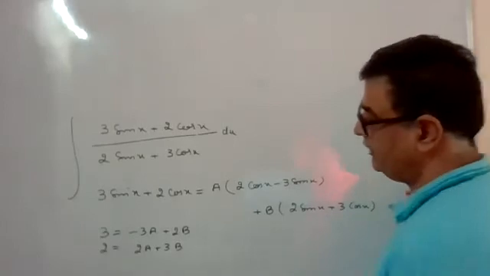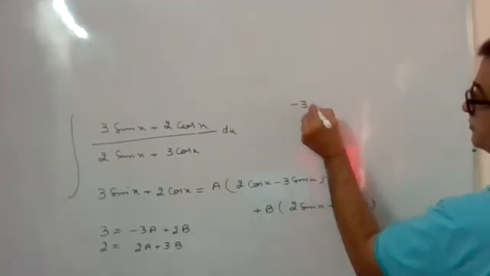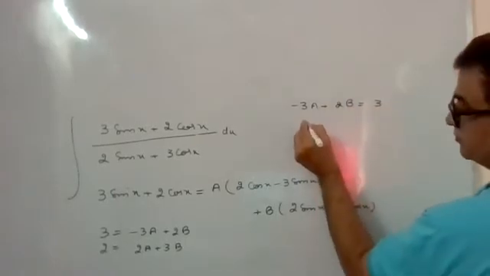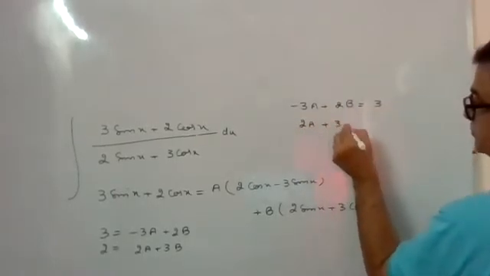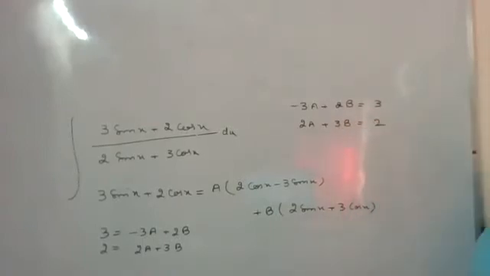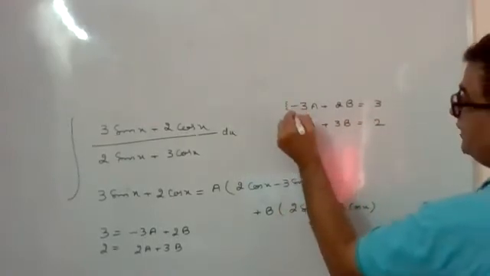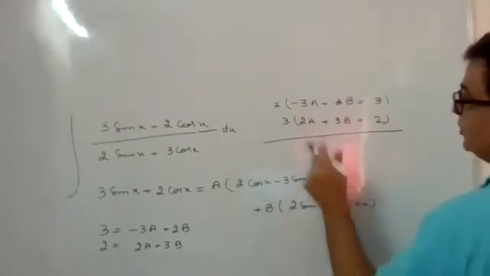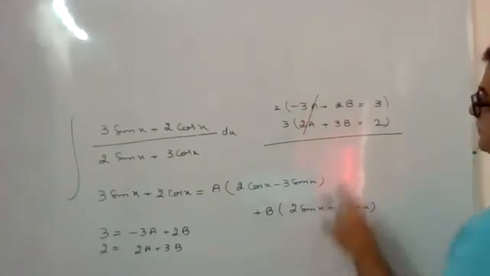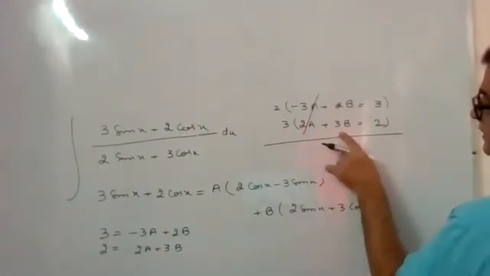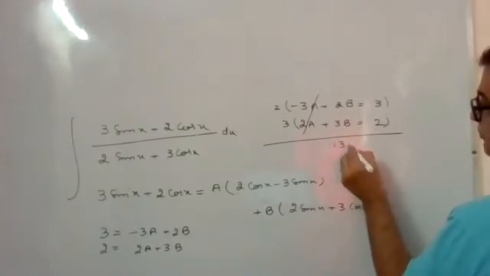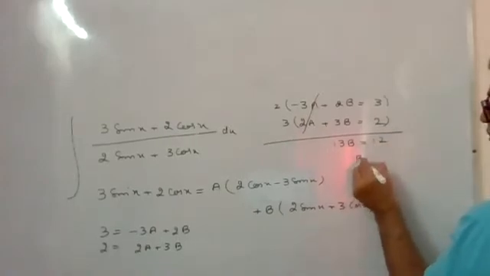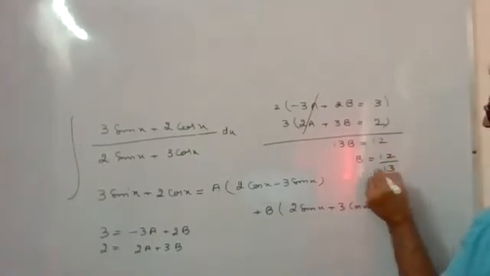And now we should solve it. This will multiply with 2, this will multiply with 3, and solve it. These two get cancelled out. Then it will be 4 plus 9, so it will come 13b. This will be 6 plus 6, it is 12. So b comes out to be 12 by 13.